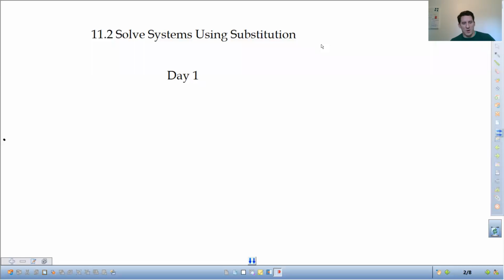All right, IM1 classes. Moving on with our systems, solving systems of equations. Today we're going to learn how to do it algebraically with a method called substitution. We're going to be using a basic substitution, and our next lesson will be slightly more involved than it is today. But let's get right into it.